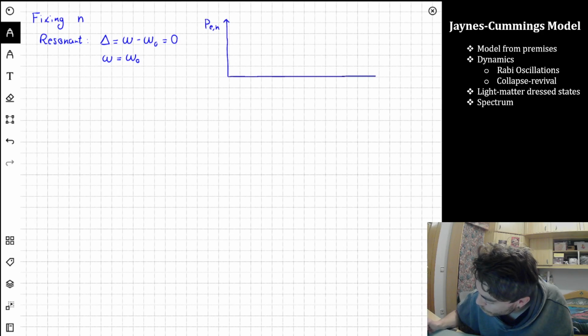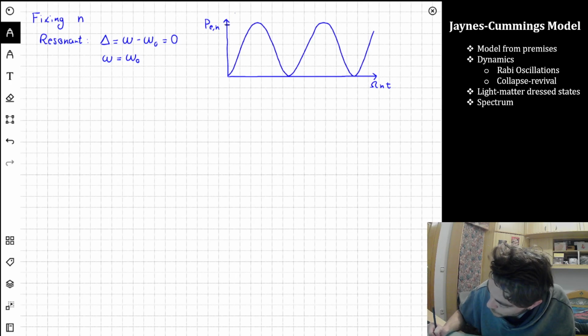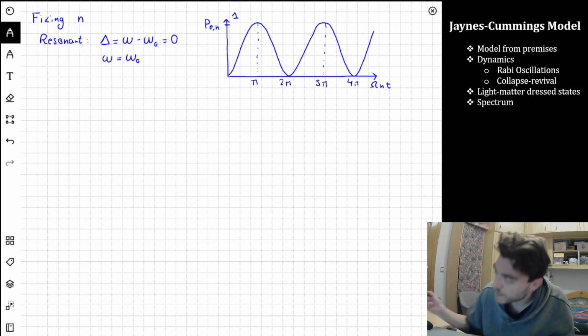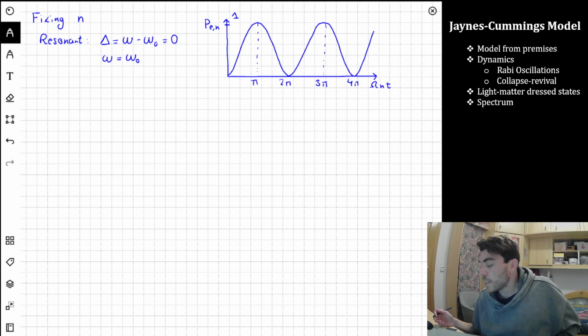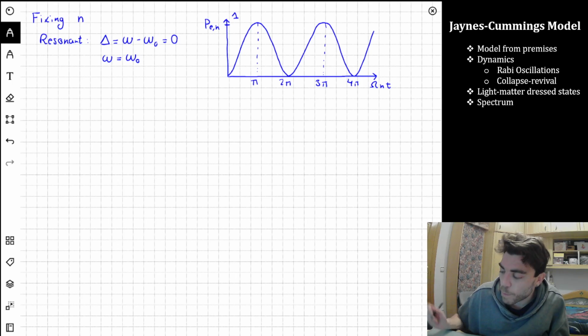But now, as a function of omega n t, we call them the Rabi oscillations. So this probability is 1 at pi, 2 pi, 3 pi, 4 pi, etc. It's exactly the same result as in the semi-classical model. But here the difference is that this probability is the probability of the atom to get excited and the cavity to have exactly n photons.